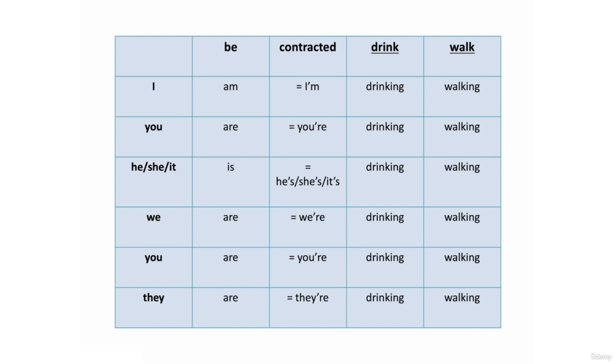Notice in these verbs how the end of the verb stays the same. Walking, walking, walking. There is no change in the third person singular pronoun. The present participle remains the same for all pronouns.